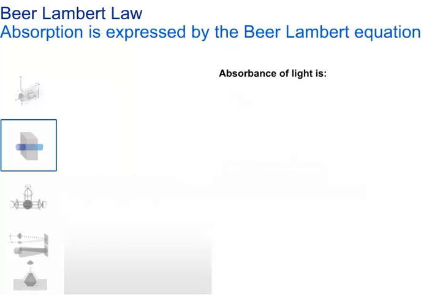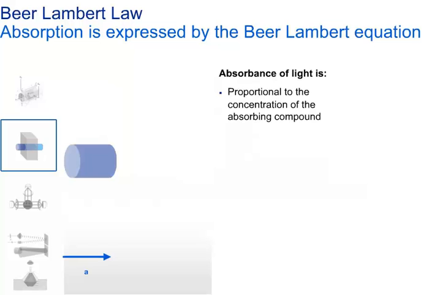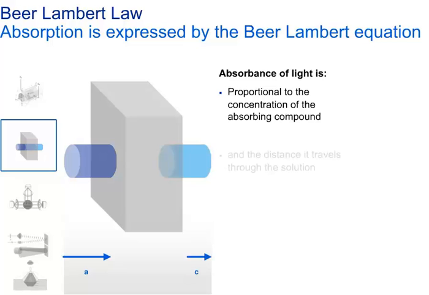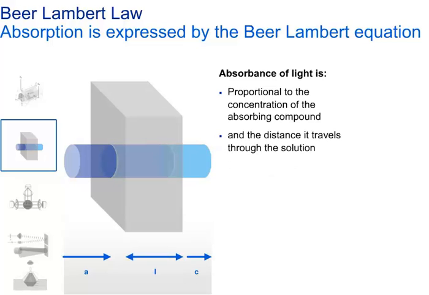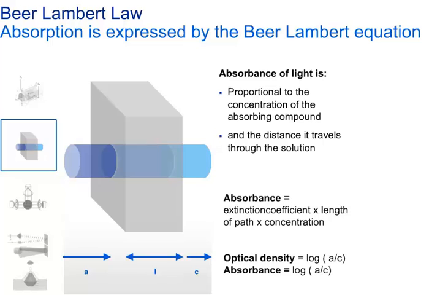The rules of absorption are summarized by the Beer-Lambert law. This law states that the absorbance of UV, or visible radiation, A in our diagram, is proportional to the concentration of the absorbing compound, C, and the distance the light travels through the solution, l. This is expressed by the Beer-Lambert equation.